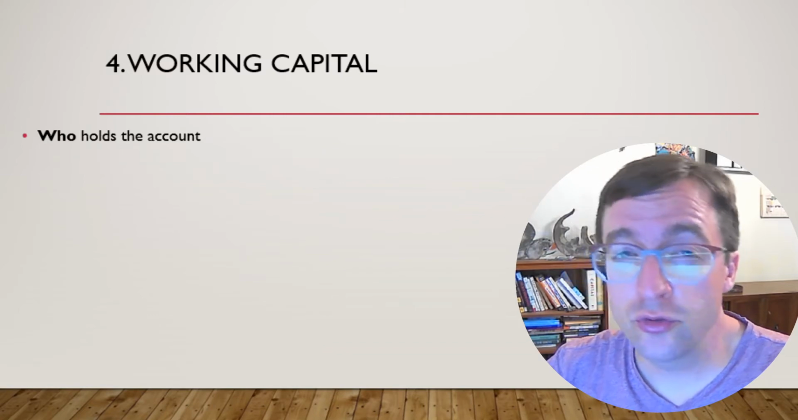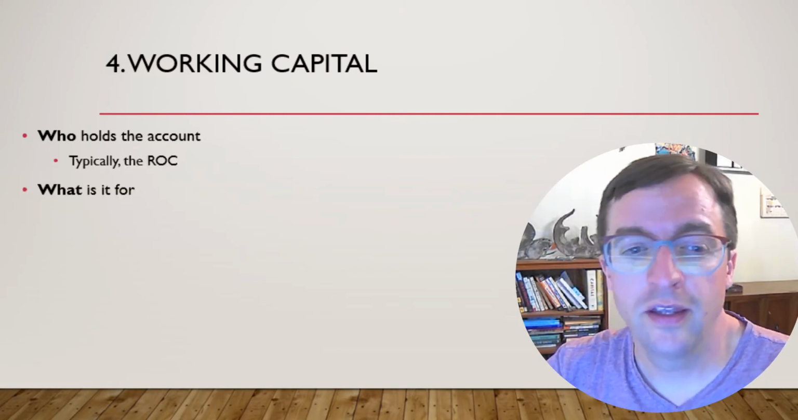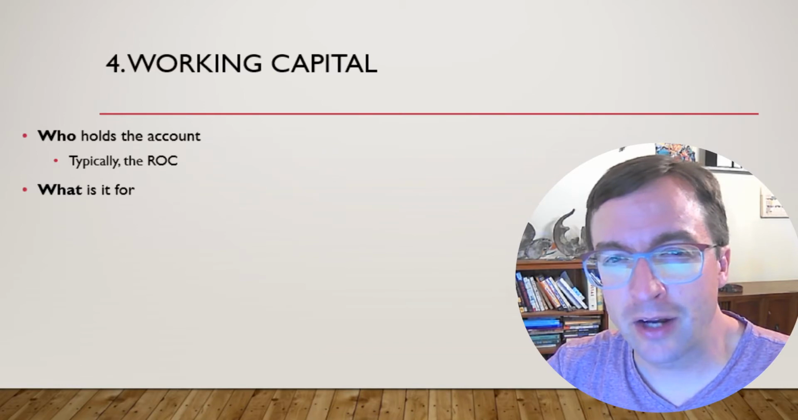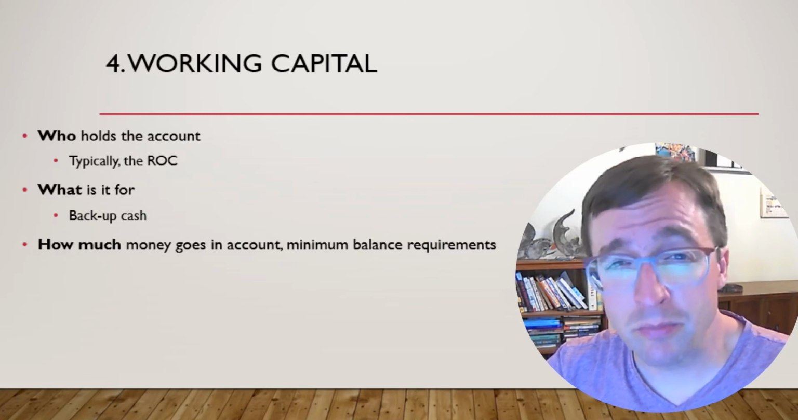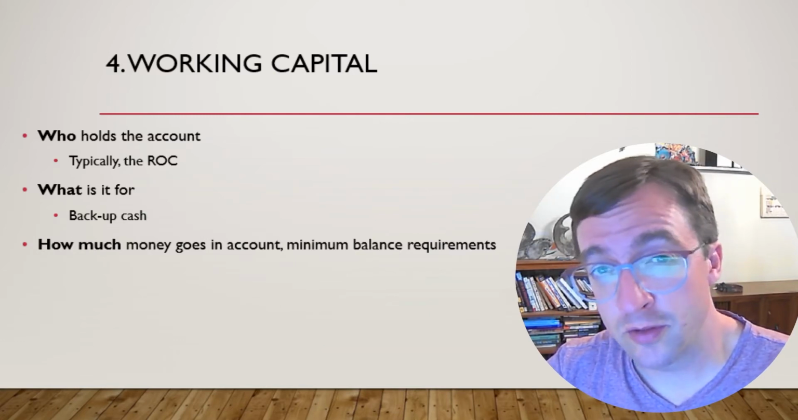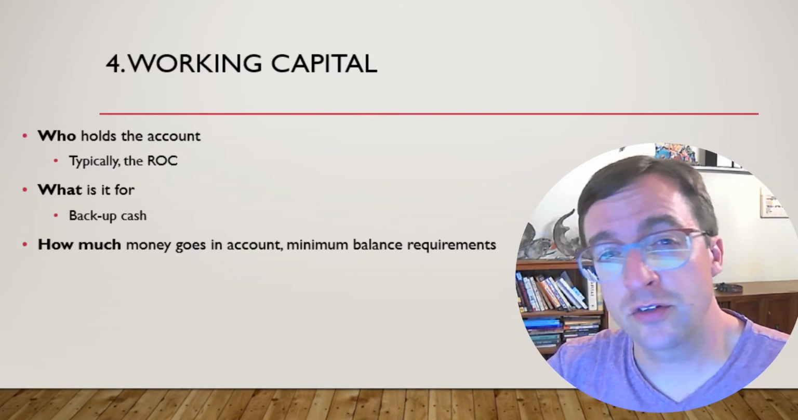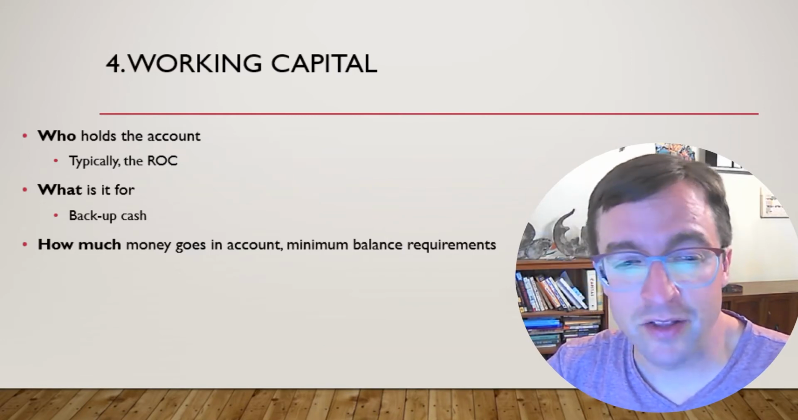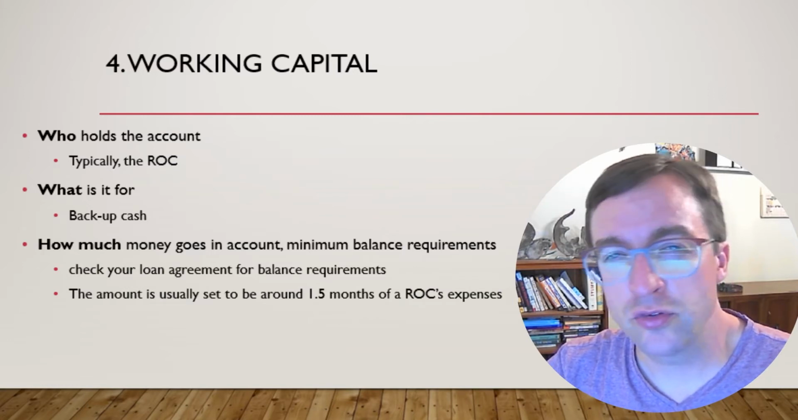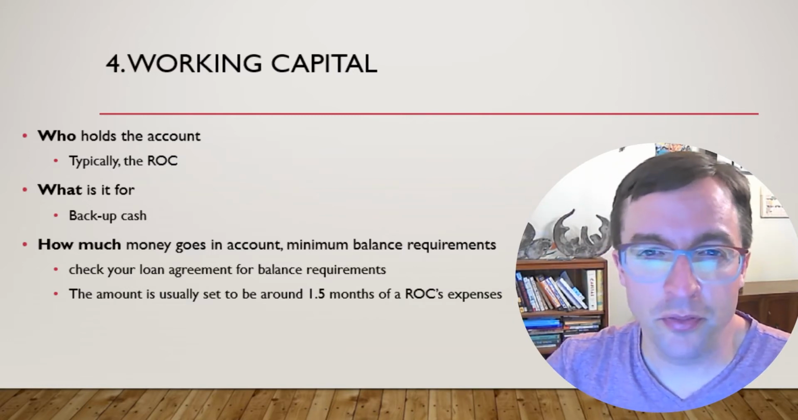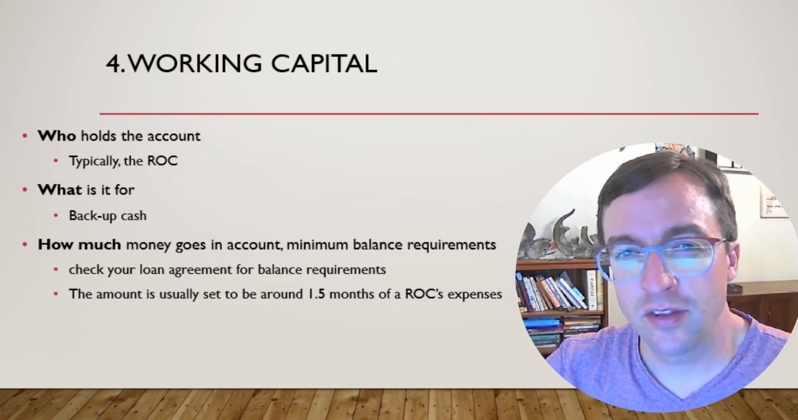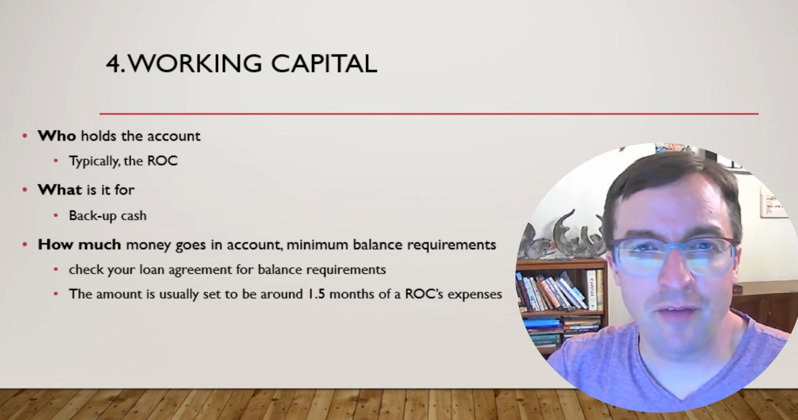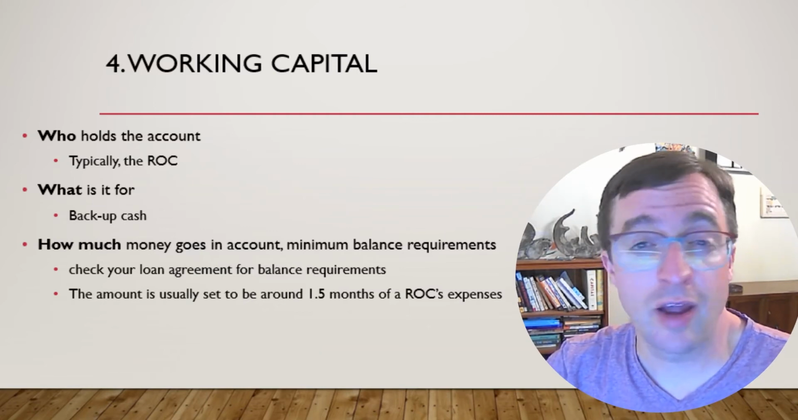All right, account type number 4 is called your working capital account. This is an account that's usually held by your ROC, and it is essentially a backup checking account. You can pretty much use it for whatever expenses when you need it, but there is a minimum balance requirement usually set in your loan agreement. So either check that document or talk to your TA provider or your lender to see what your minimum balance is. But it's usually set at around a month and a half of your budgeted operating expenses at the time of purchase, just to have this backup reserve in case you're having a rough year.